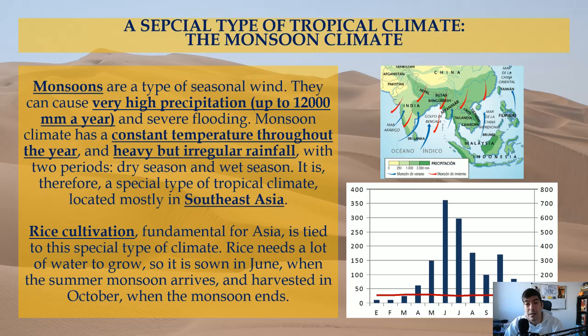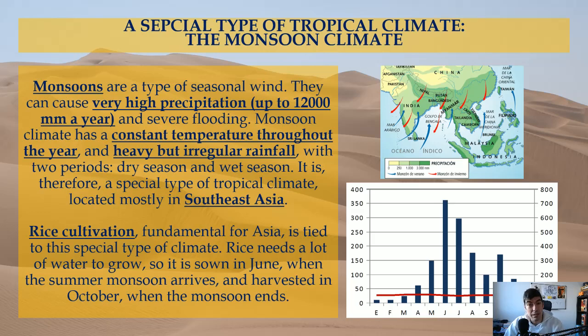Then here, within these tropical climates, there is a special one which has its own typology, which is the monsoon climate, el monzón. The monsoons are a type of seasonal wind. You have here in this map the summer monsoon and the winter monsoon. And the main characteristic of this monsoon climate is the immensely high precipitation, which can come up to 12,000 millimeters a year and cause severe flooding.